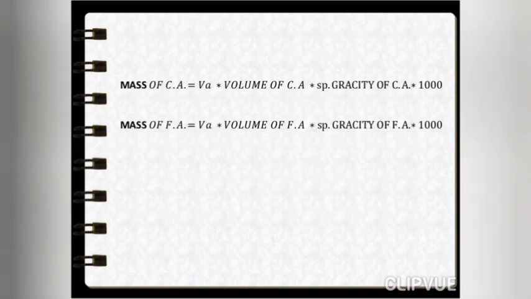The mass of coarse aggregate is equal to VA into volume of coarse aggregate into specific gravity of coarse aggregate into 1000. The mass of fine aggregate is equal to VA into volume of fine aggregate into specific gravity of fine aggregate into 1000.